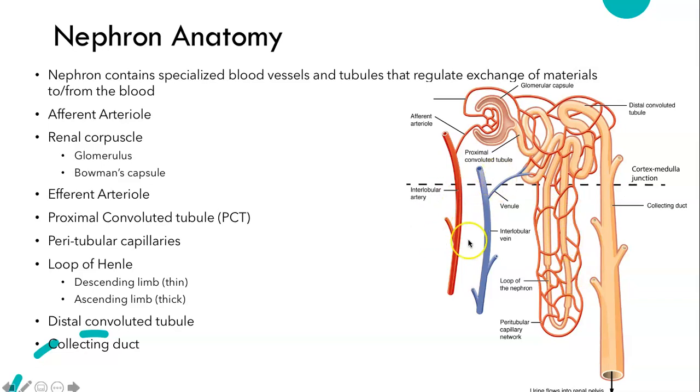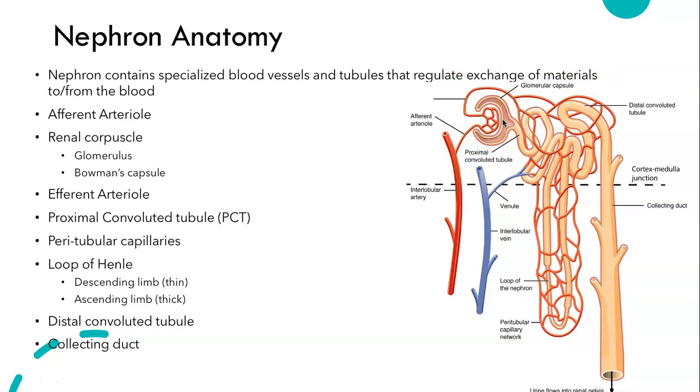So surrounding the glomerulus is this large capsule, which is the start of the nephron. That capsule is called Bowman's capsule. It's lined with epithelial cells and has a hollow center. Together, the Bowman's capsule and the glomerulus are called the renal corpuscle.